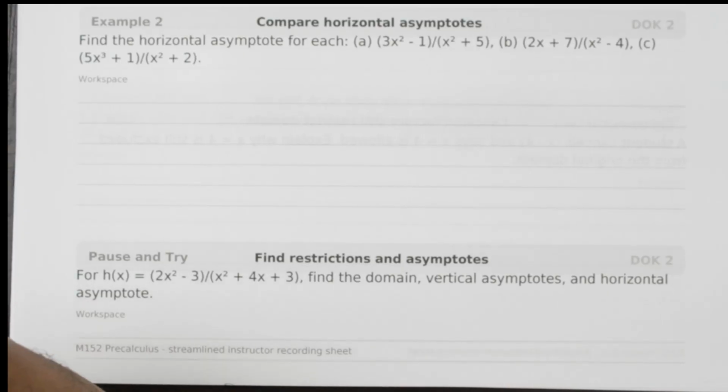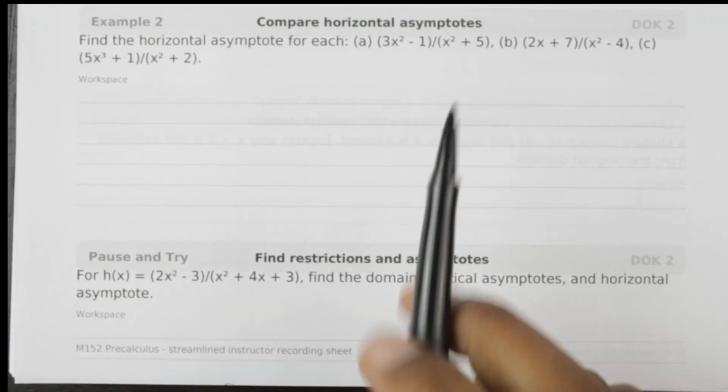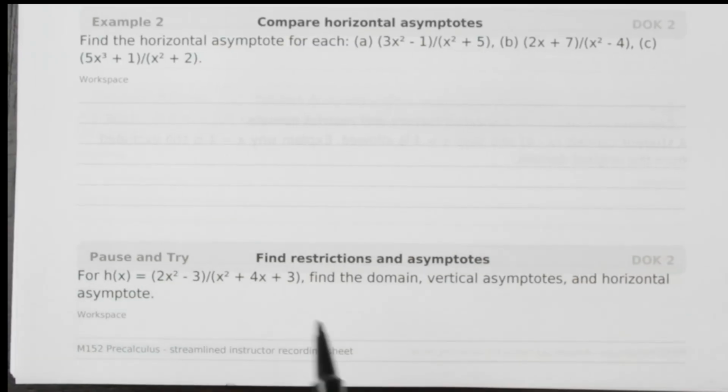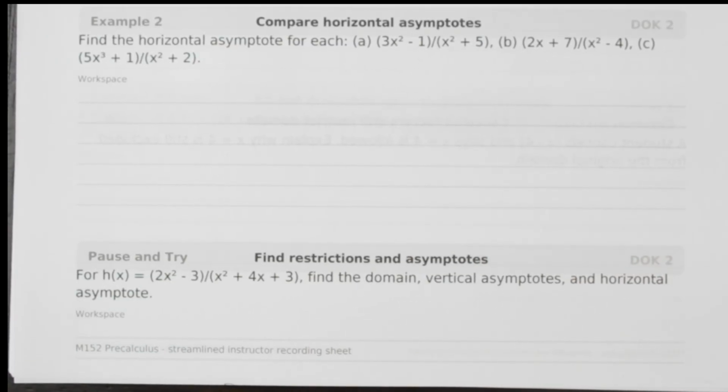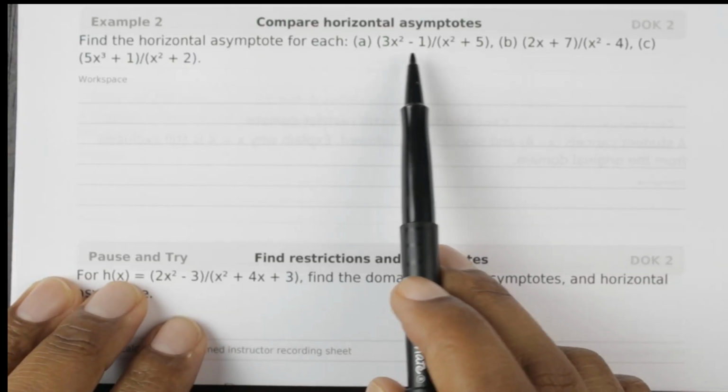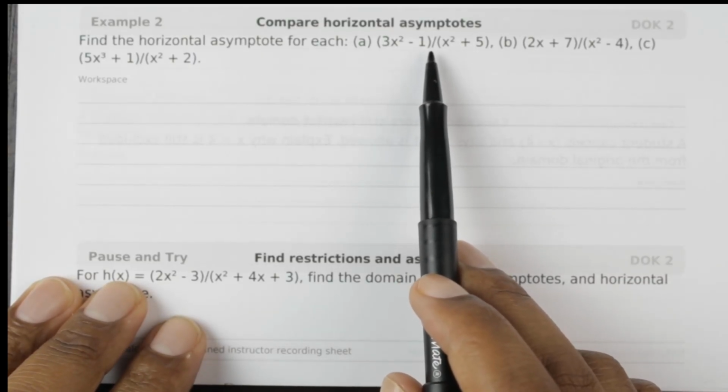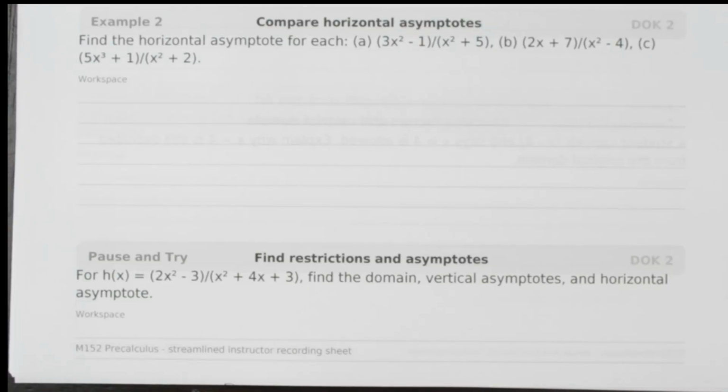Example number 2. Compare horizontal asymptotes. So find the horizontal asymptotes for each one. We have A, B, C. Let's deal with A first. So we need to compare the degrees.